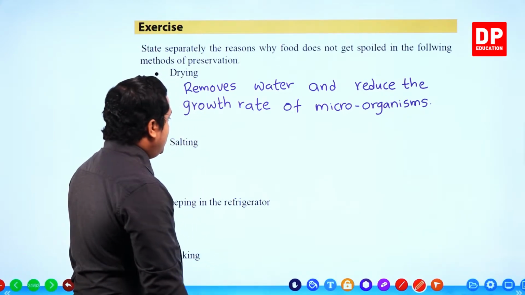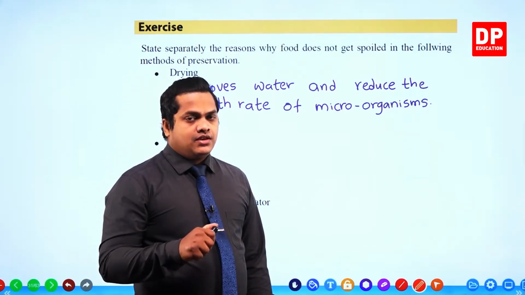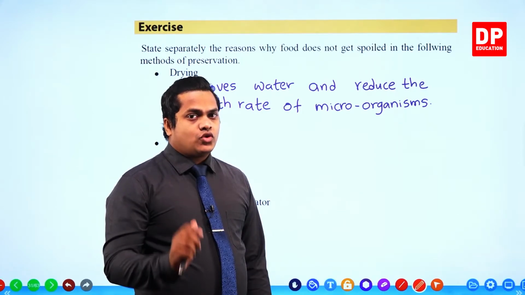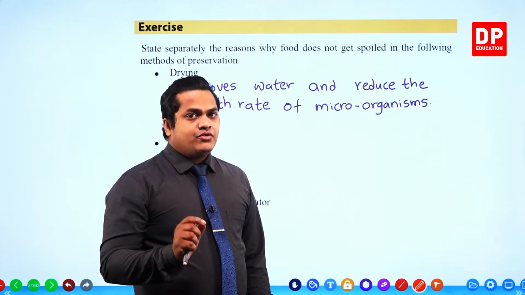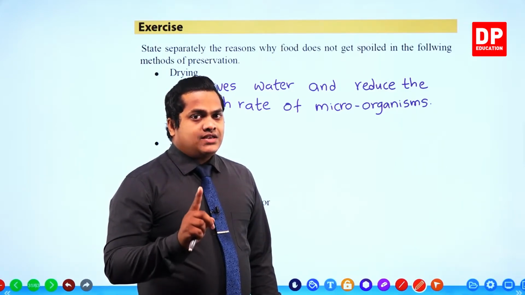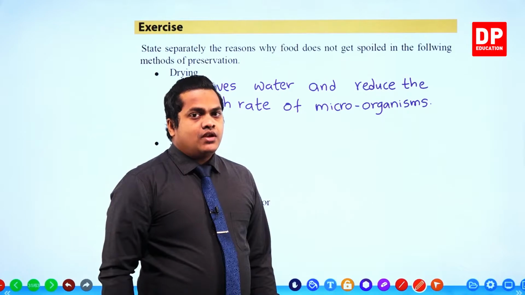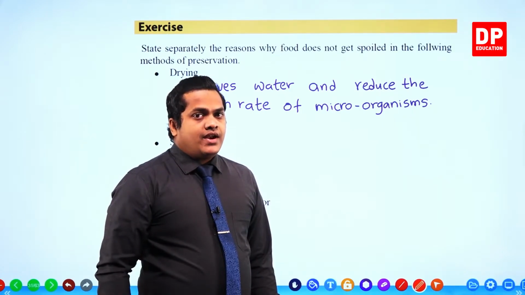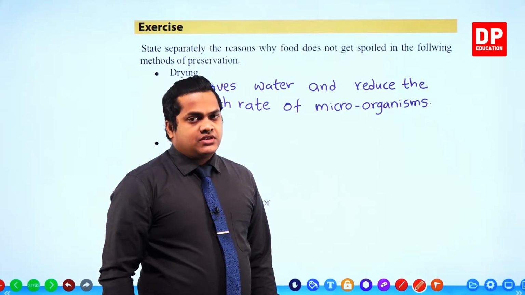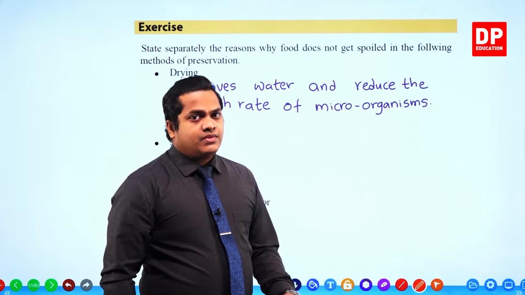Next one, salting. So salt is a special type of chemical. I told you that common salt goes by the name sodium chloride. So it has an ability to destroy microorganisms. And also, my dear children, salt has an ability to absorb water. So upon absorption of water also, growth of microorganisms is getting reduced. And the other case is, as it is a chemical, it destroys microorganisms.